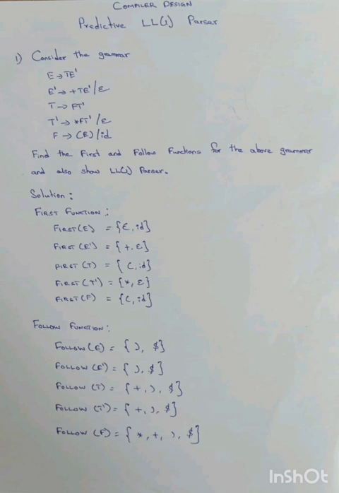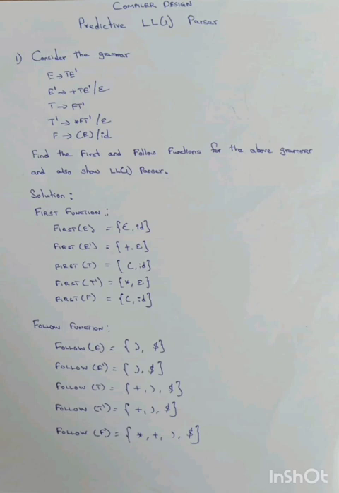Second point, if the symbol is followed by a terminal, then we write the terminal itself. Third point, if it is followed by a non-terminal, then we substitute the first function of that non-terminal. Fourth point, if it is followed by nothing, meaning no terminal or non-terminal, then we write the follow function of the production's left-hand side. We need to understand these 4 points to find the follow function. Now follow of E: since E is the starting symbol, we write the dollar symbol.